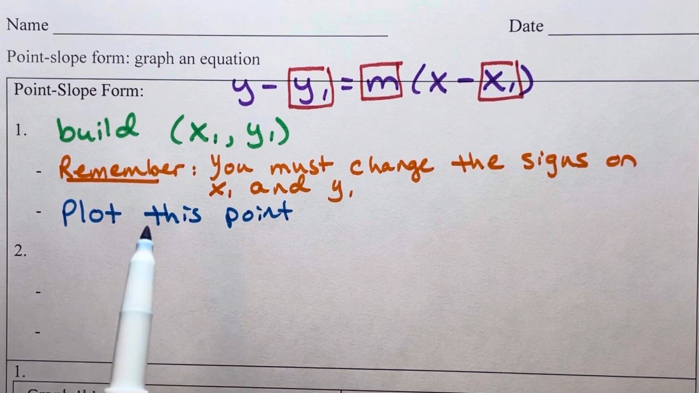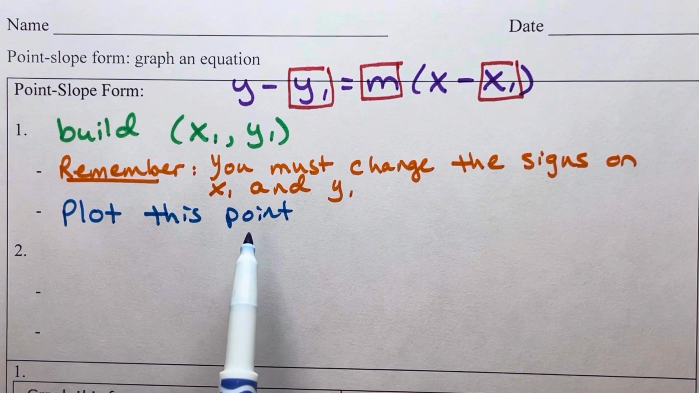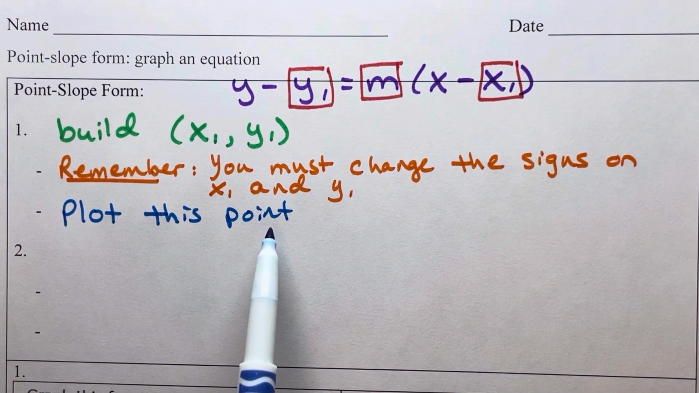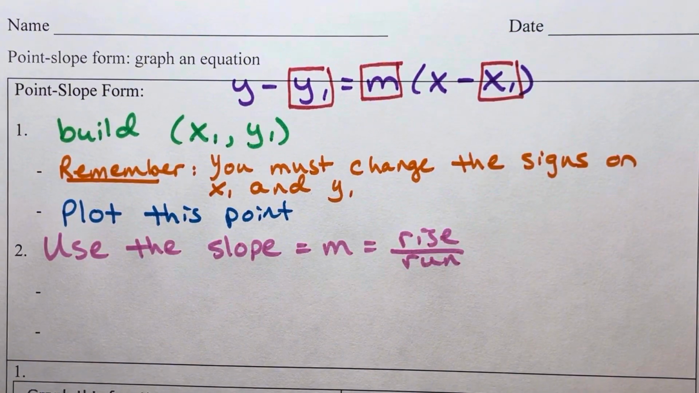After you build your x1, y1 point, you're going to plot it. And this is the point that we plot since we don't have a y-intercept. This will be our place to begin as we graph our lines. After you have a point to begin with from your equation, you're going to use the slope m, just like you do for any other linear equation.